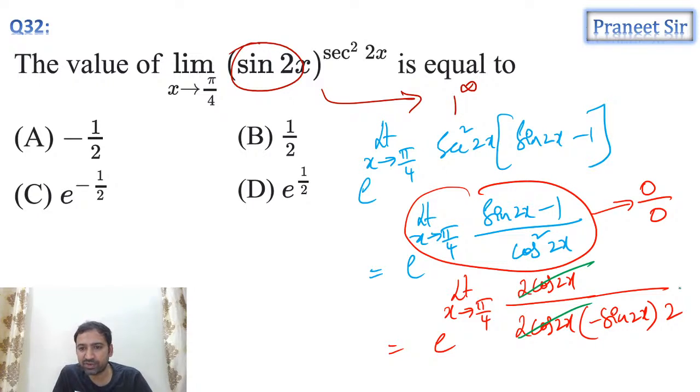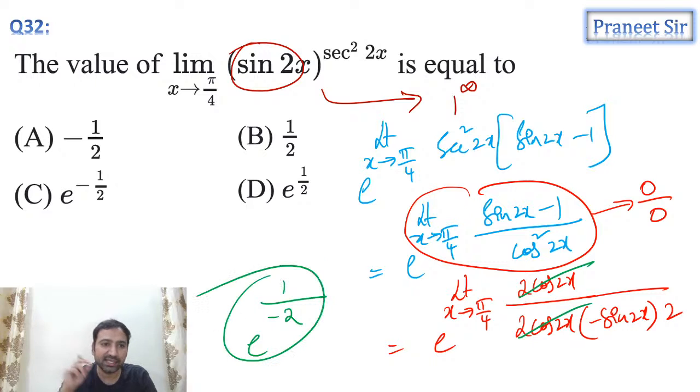Now substitute pi by 4. We don't have any problem now. If you substitute pi by 4 here, tell me, e power 1 by minus 2 we are getting. Is it correct? Yes. So finally we're getting e power minus 1 by 2. E power minus 1 by 2 is the third option, guys. Is it clear? As we got 0 by 0, first we applied the 1 power infinity formula, and then for 0 by 0 we applied L'Hospital rule, and then we got e power minus 1 by 2. Clear?